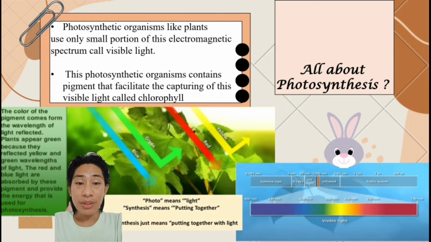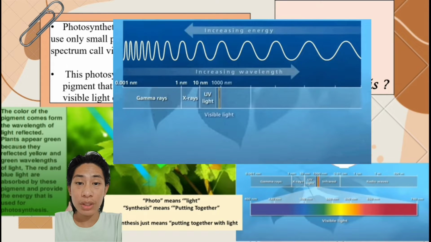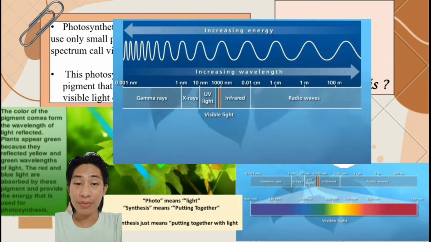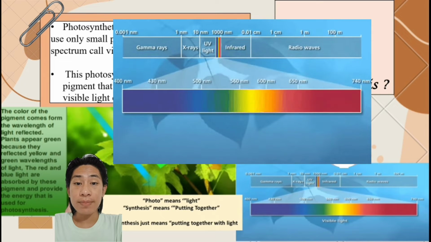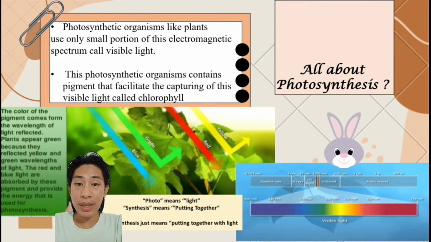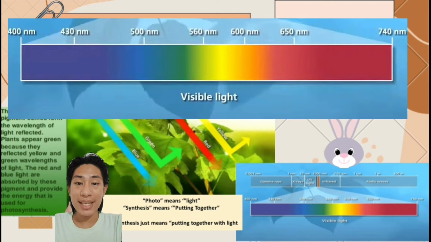The light emitted from the sun contains photons in a wide spectrum of wavelengths, called the electromagnetic spectrum. Photosynthetic organisms use only a small portion of the electromagnetic spectrum, called visible light.